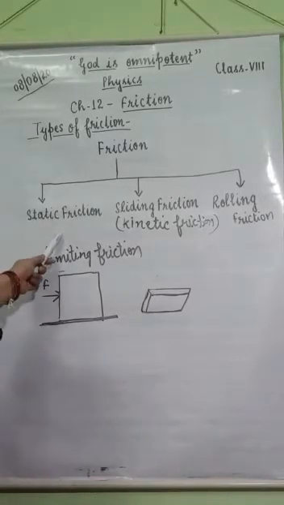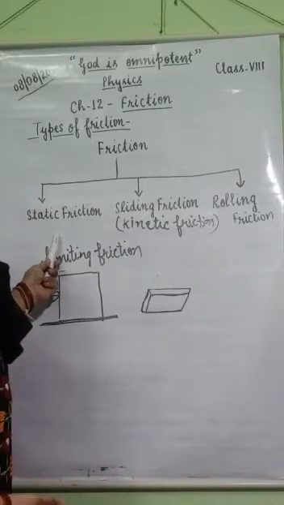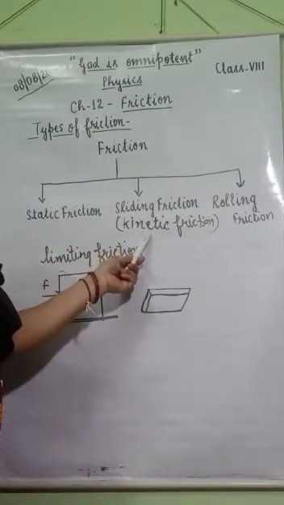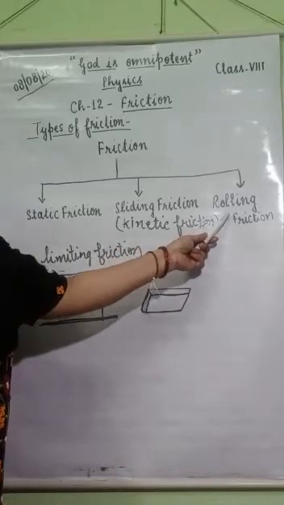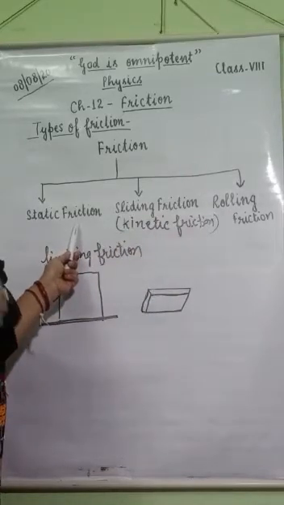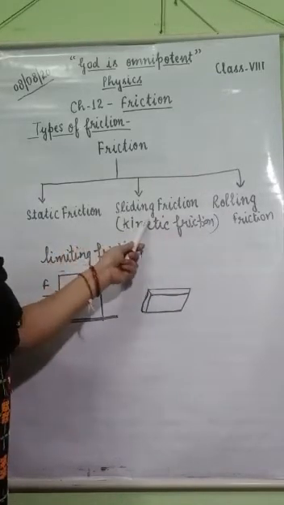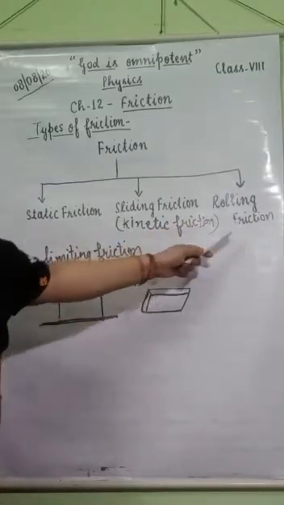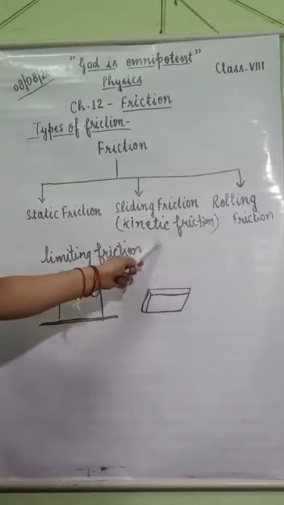So in this way you can see that in static friction more force is applied in comparison to sliding friction and rolling friction. So static friction is more than sliding friction, and rolling friction is less than sliding friction.